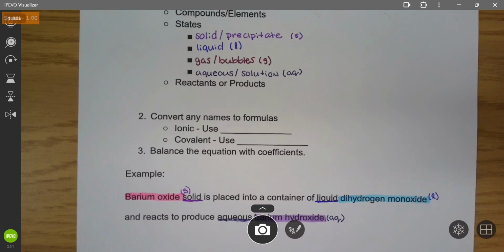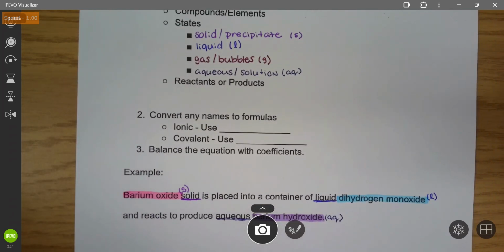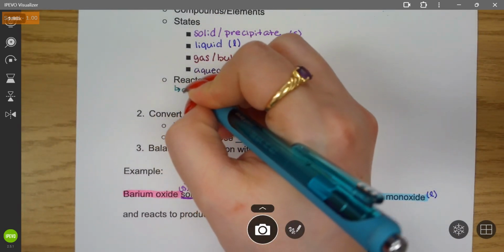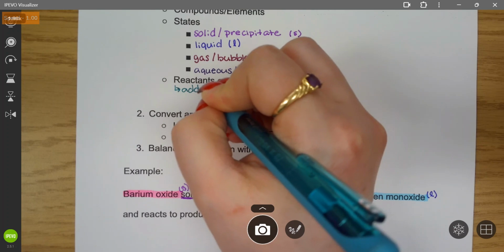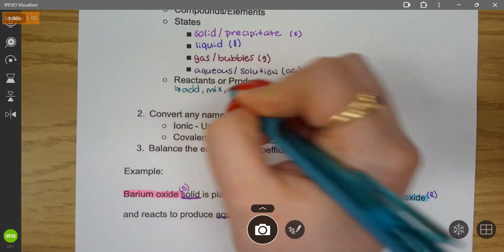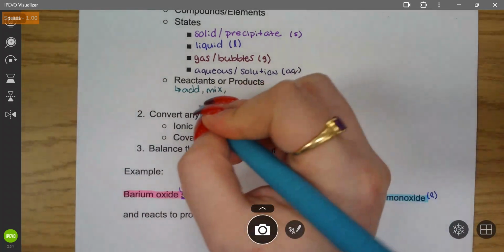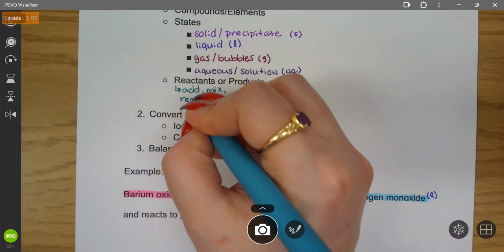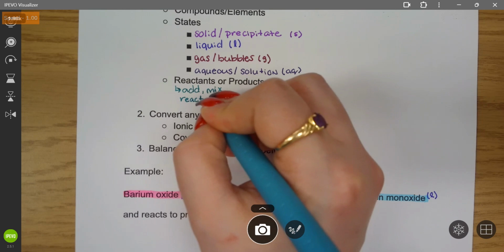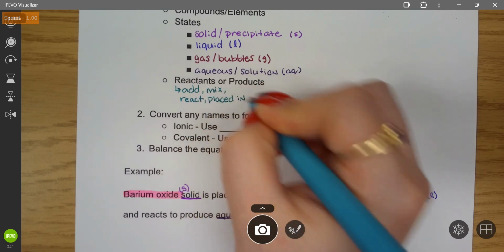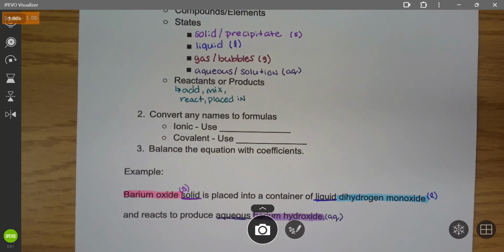So when we look at reactants and products, we're looking for some key words. For reactants, things that we're looking for: add, mix, react, just react itself, placed in, things like that. That tells us that something is a reactant.